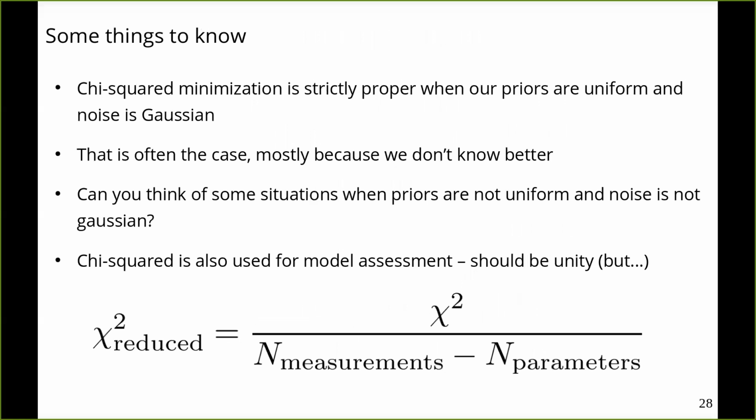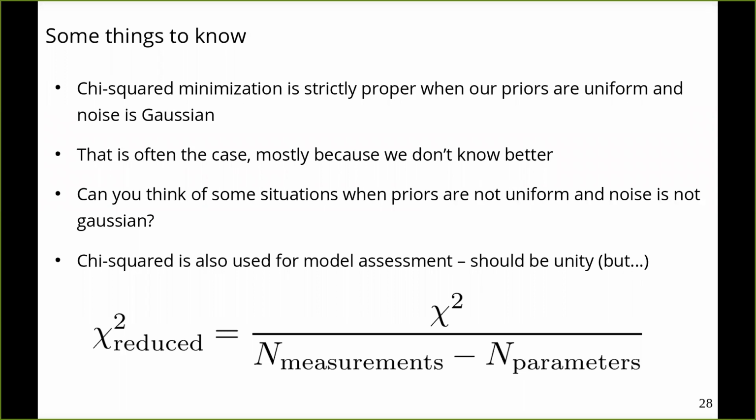Okay. And this fitting using this so-called chi-square minimization is strictly proper and strictly justified when our priors are uniform and when our noise is Gaussian. And in solar physics and in astrophysics in general, that is very often the case, not always because it's really true, but very often because we don't know what else to put there.